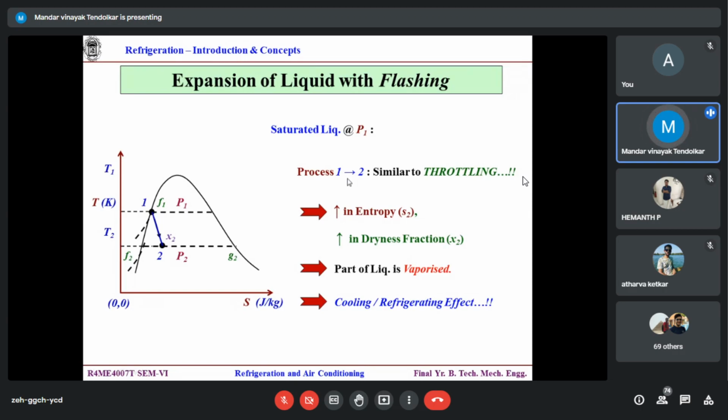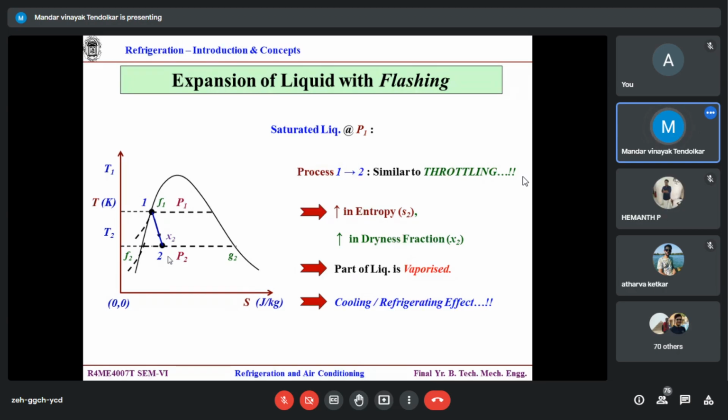Now this process 1 to 2 is similar to throttling. Throttling is isenthalpic expansion, correct? And that too for gases. Here it is a liquid, a very basic difference. So if it is similar to throttling, I'm not saying exactly H1 equal to H2, but somewhat similar. When I start expanding the saturated liquid, naturally anything inside is now a wet part. It has a vapor part as well as a liquid part, and the vapor part is free to expand.